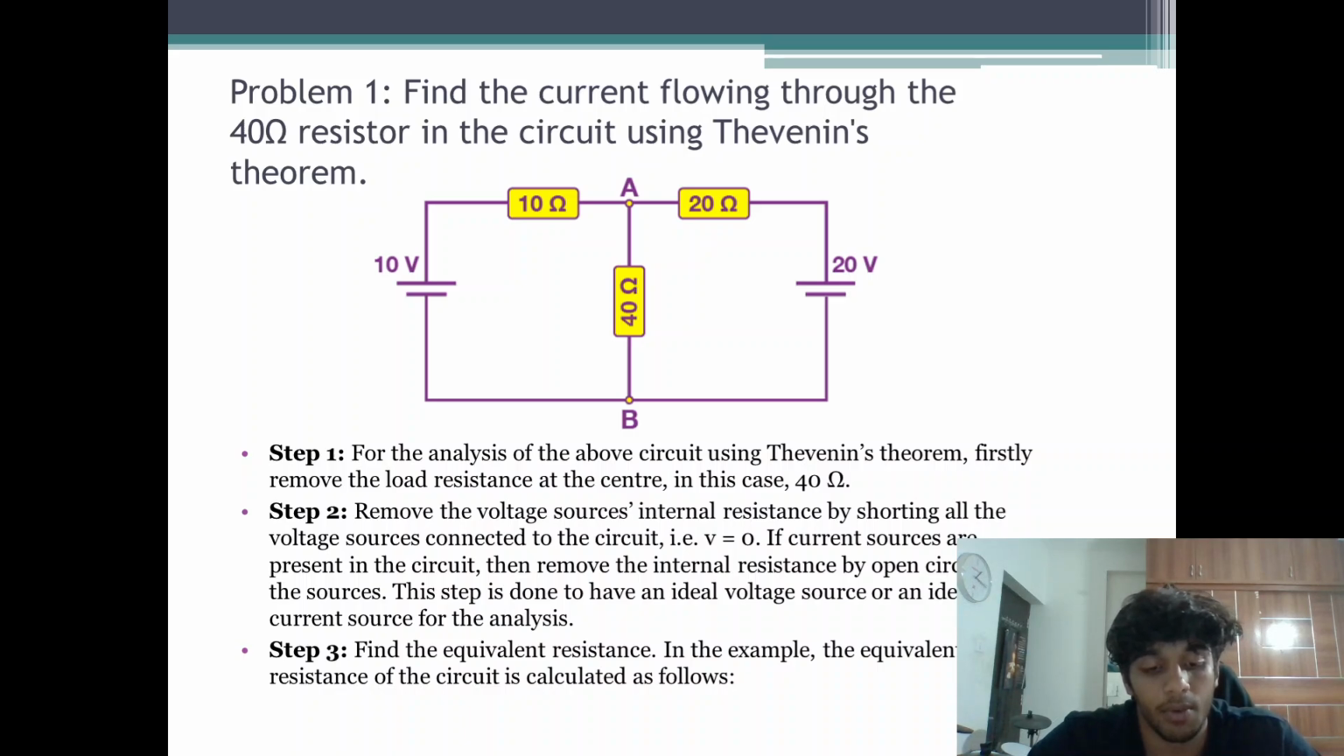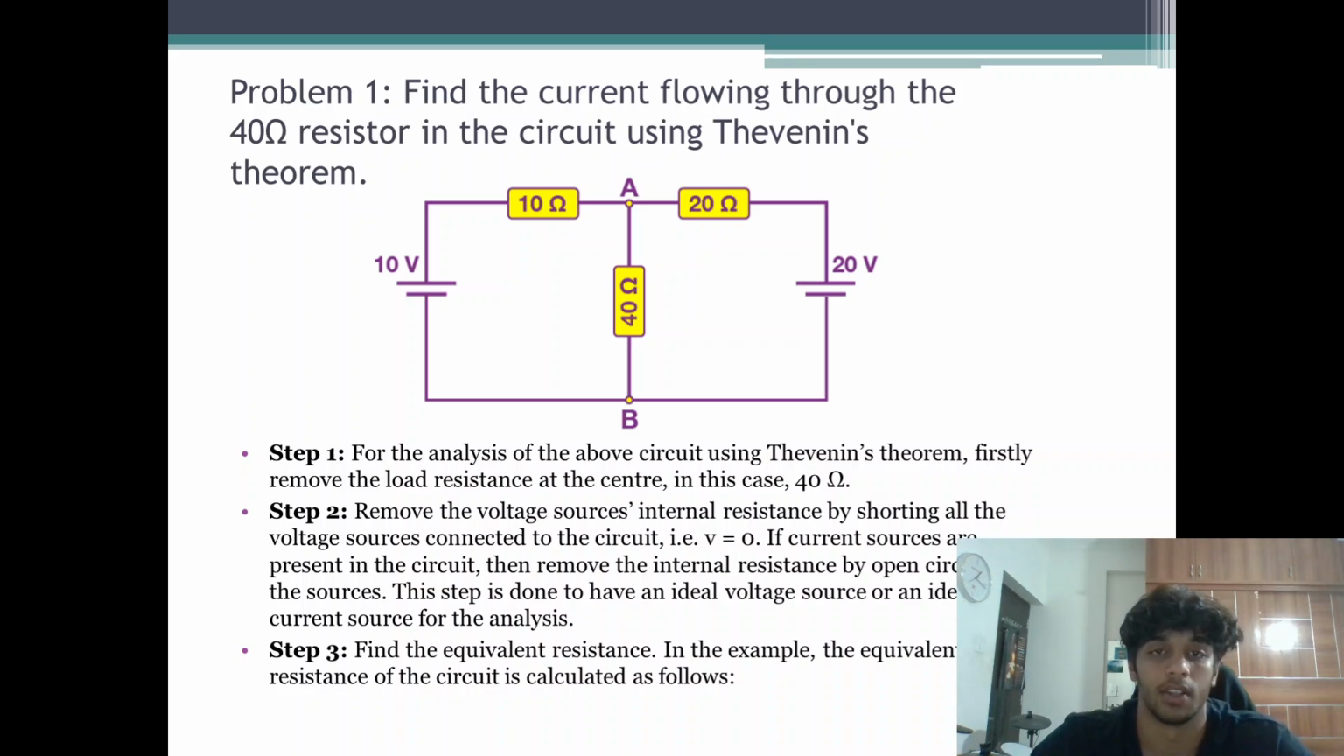Now reconstruct the equivalent circuit. Replace the original circuit with the Thevenin circuit. This will consist of a single voltage source VTH in series with the Thevenin resistance RTH. Reattach the load resistor to this equivalent circuit. Now step 5 is to analyze the circuit. Use Ohm's law or other circuit analysis method to find the desired current, voltage, or power across the load resistor.